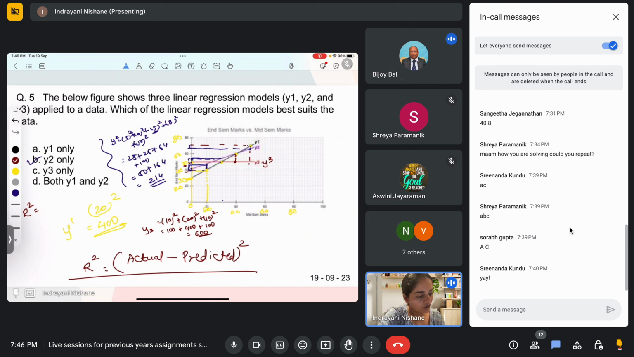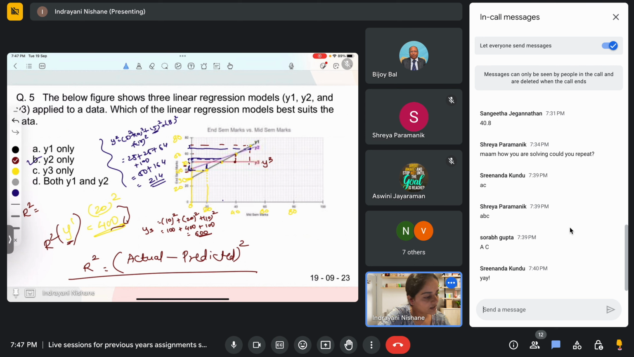In the yellow line we have calculated the difference between the actual value of y1 and the predicted value. Out of these five values on the y-axis, only one value seems to be off the model line, and the difference between the predicted value and the actual value for that seems to be 20, and 20 square is 400. So the R square value for y1 is 400.